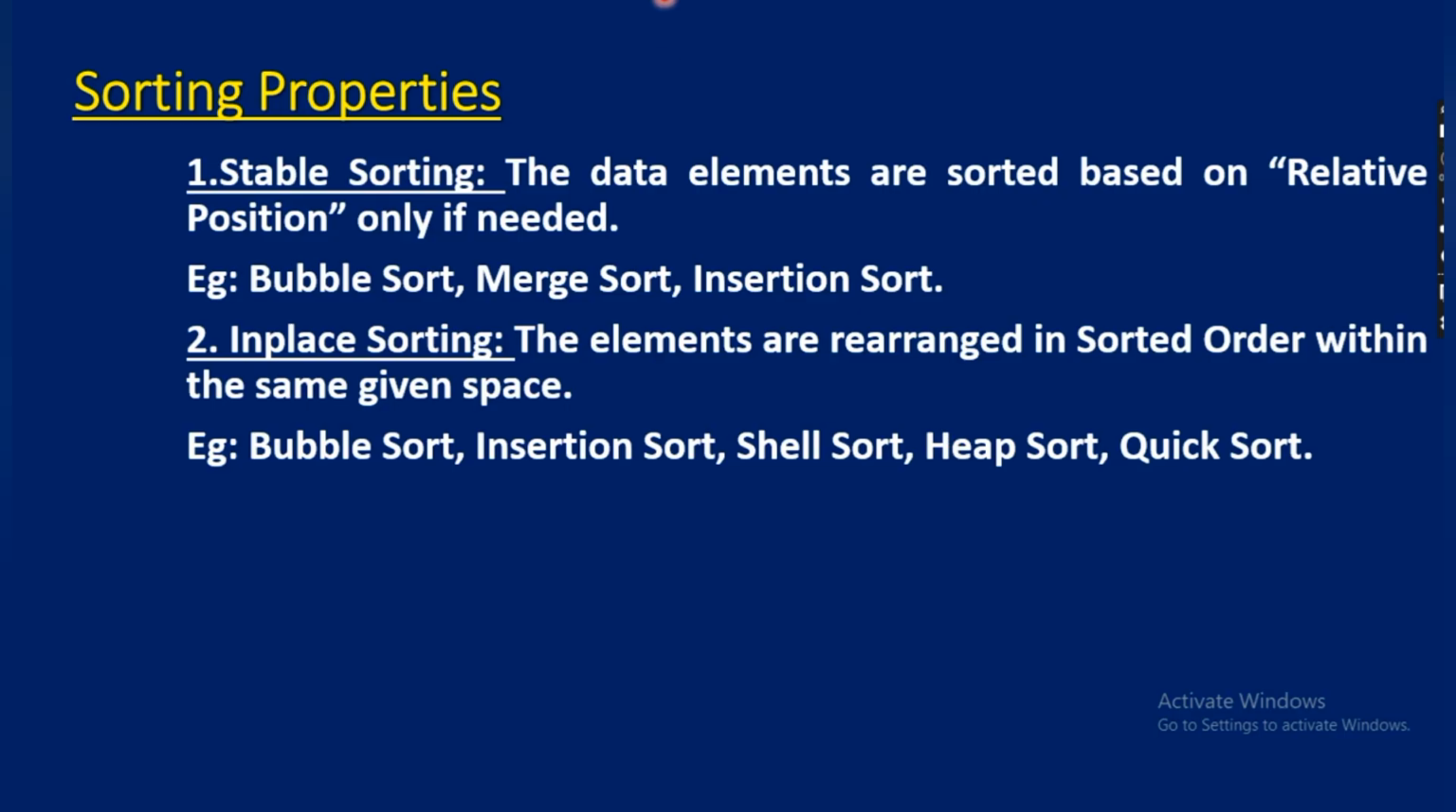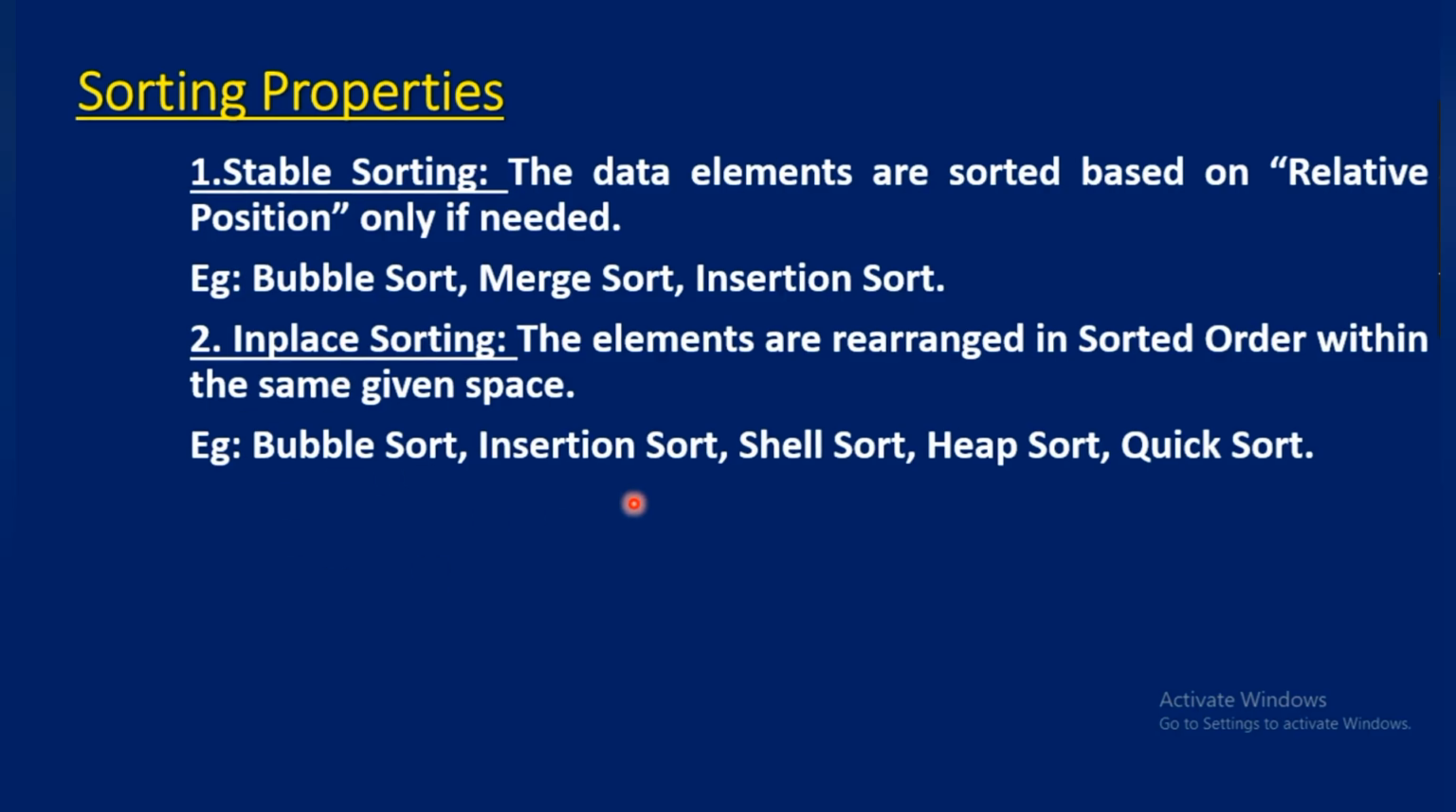Some of the sorting algorithms which support stable sorting are bubble sort, merge sort and insertion sort. All these things we are going to discuss in the future, friends, right? Next is in-place sorting. The elements are rearranged in sorted order within the given space, that is, in the same given space, right? We arrange the elements in ascending or descending order, not only in relative positions but also for elements that are present in a scattered manner. In those cases, comparisons are made. In-place sorting is supported by bubble sort, insertion sort, shell sort, heap sort and quick sort.